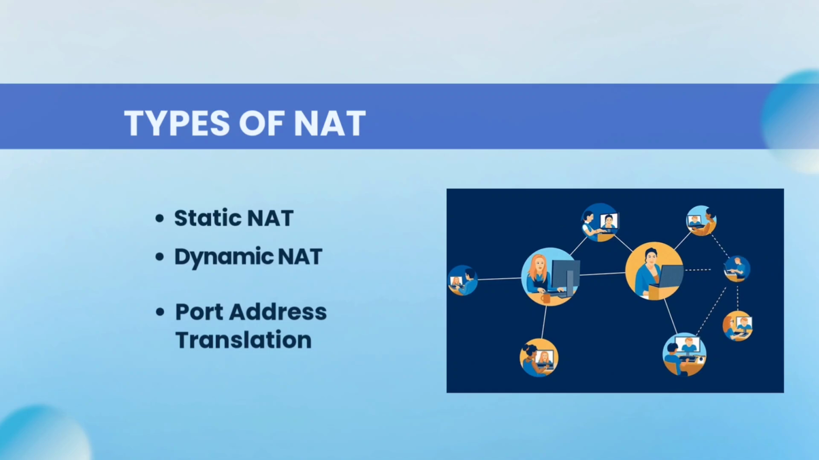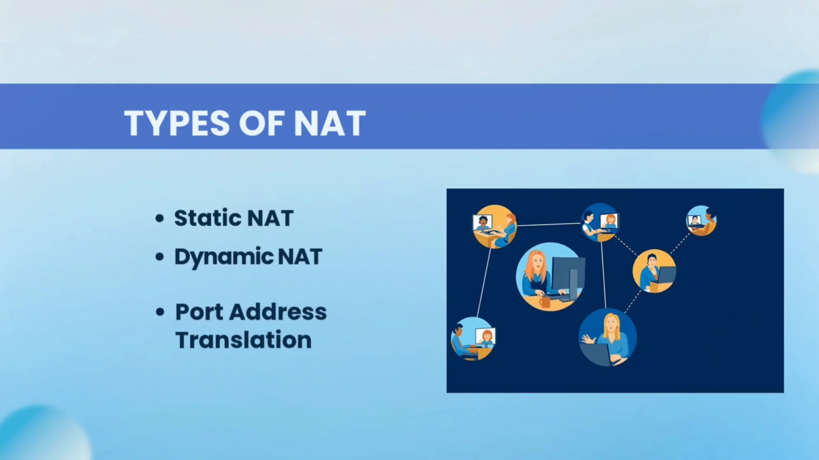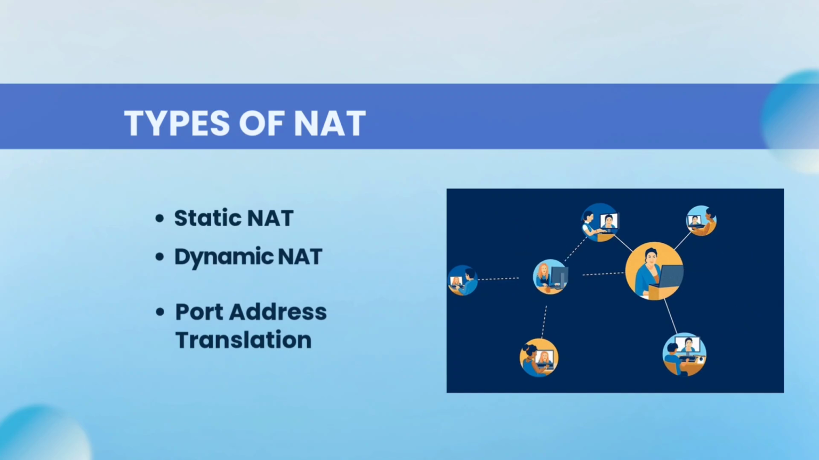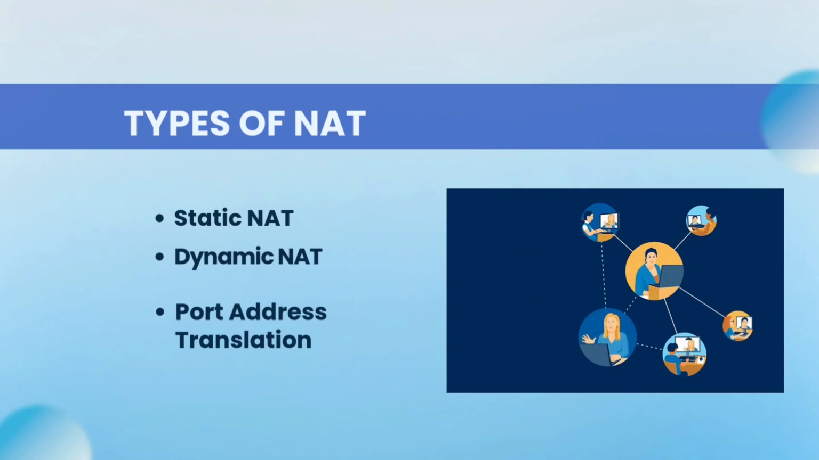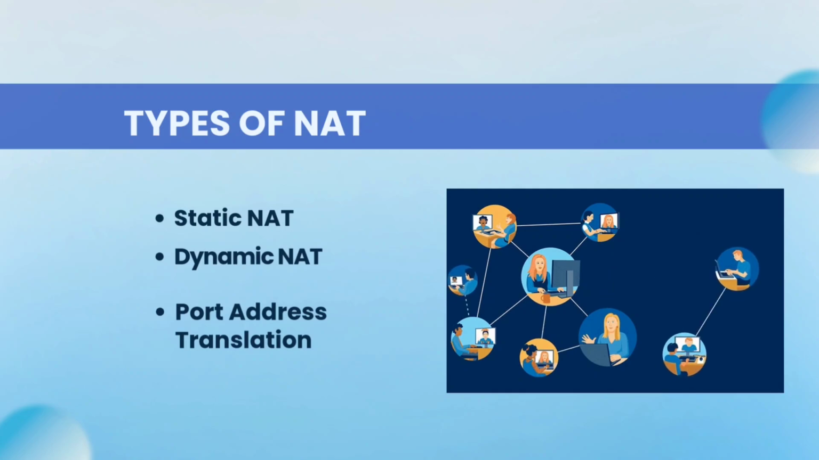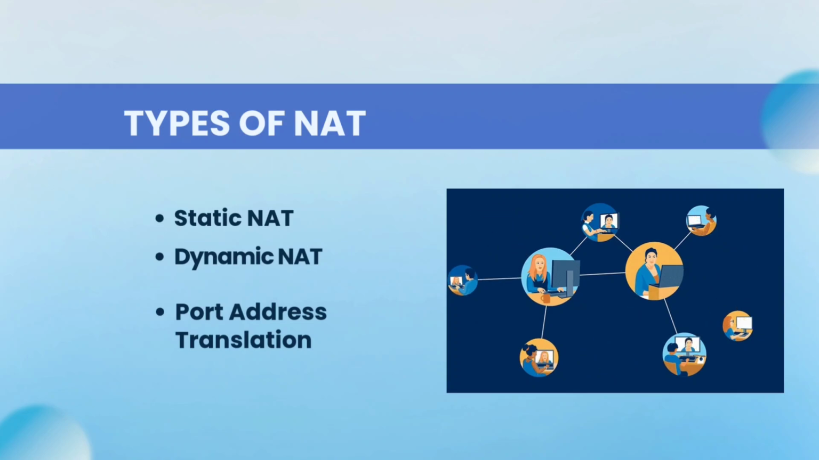Types of NAT. There are three types of NATs. One is static NAT, two is dynamic NAT, and three is port address translation. So let's talk about the types of NAT briefly. Static NAT maps a single private IP address to a single public IP address. It's used when a device such as a server needs to be accessible from the outside world with a consistent public IP address.